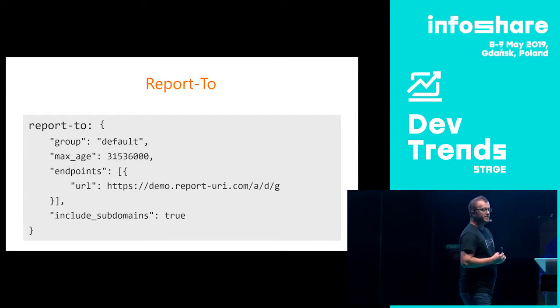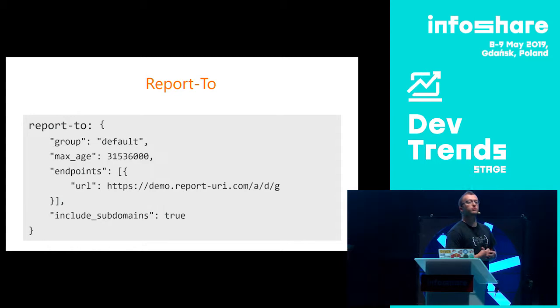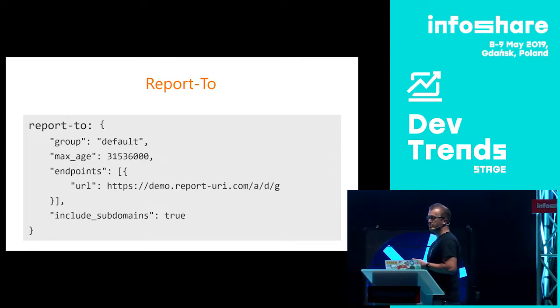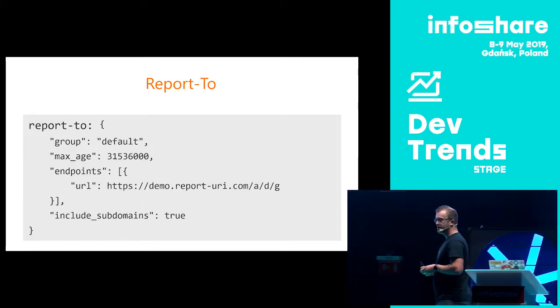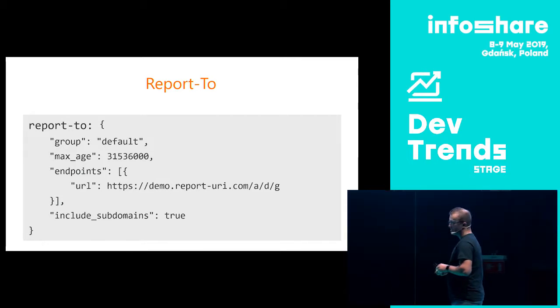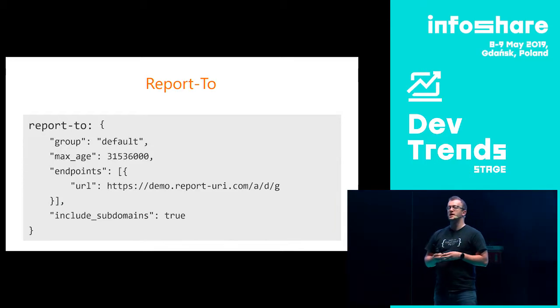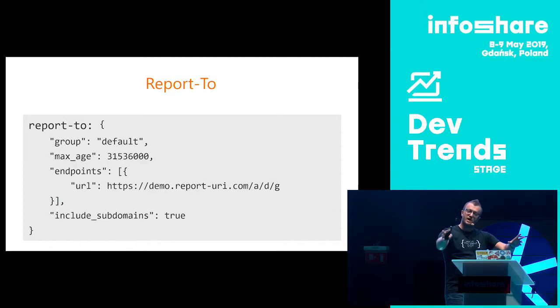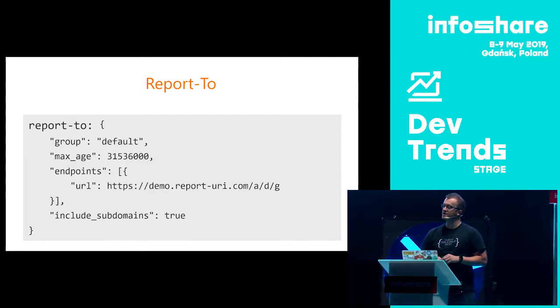And what we're telling it here is that, first of all, I would like to create a group of reporting endpoints. So these are the locations where the browser is permitted to send reports. I'm just going to call it default for this example. The browser will cache this configuration for a period of time, defined here in seconds. This is approximately 1 year. So I would like the browser to remember this configuration for a year.